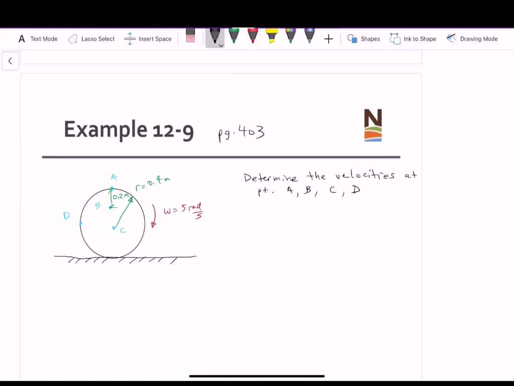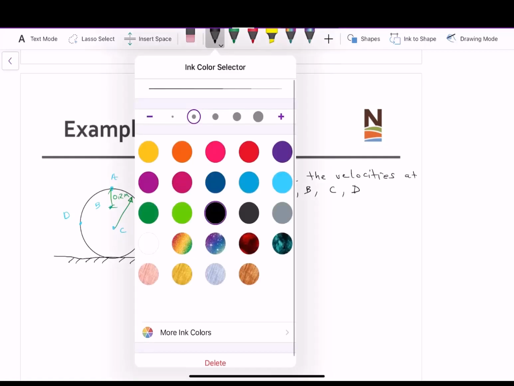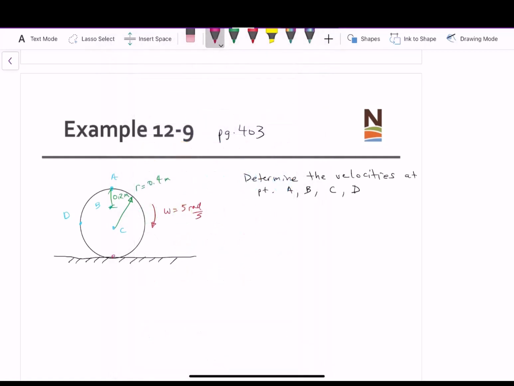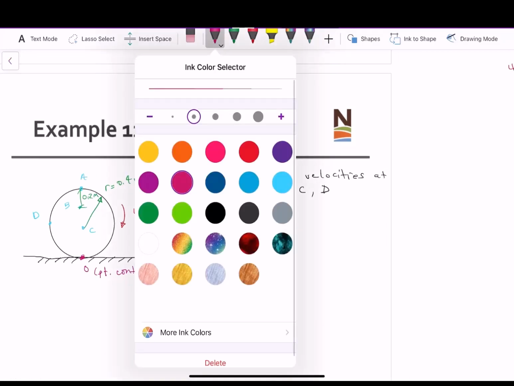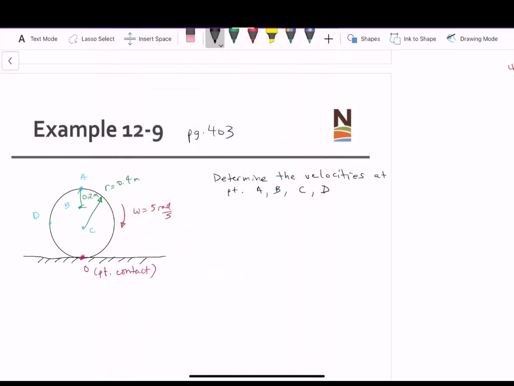Clearly, this is another example of just a wheel rolling on the ground, and so we can assume that the point of contact is right down here at the bottom. We're going to call that O for our point of contact. Now we will look at the radius arms for each of these points. Let's start with the velocity at point A.